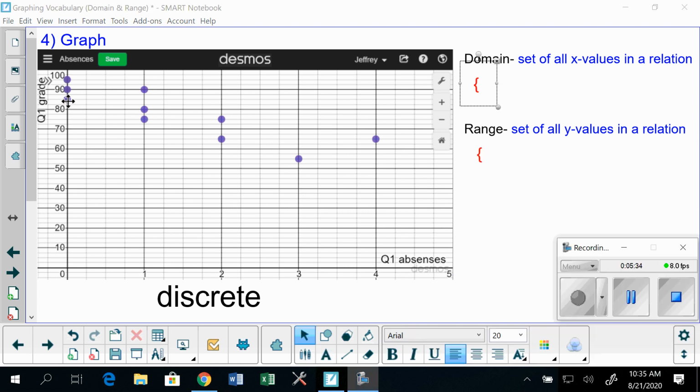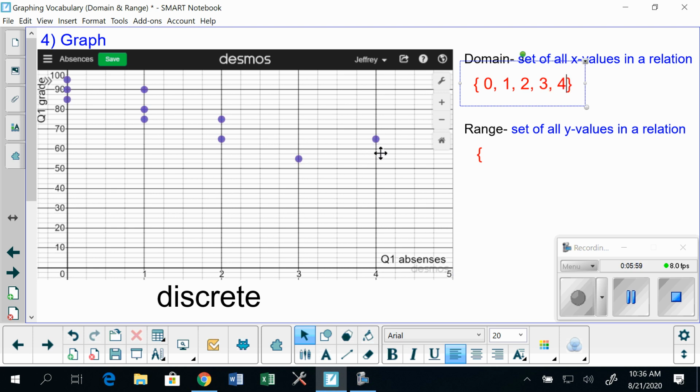And for every point that we see, we're going to list the x value that we see. All three of these points have an x value of 0. All three of these points have an x coordinate of 1. Both of these points have an x coordinate of 2. This point has an x coordinate of 3, and this point has an x coordinate of 4.